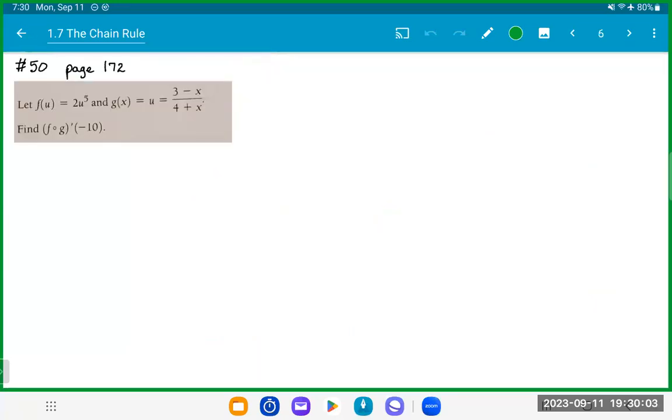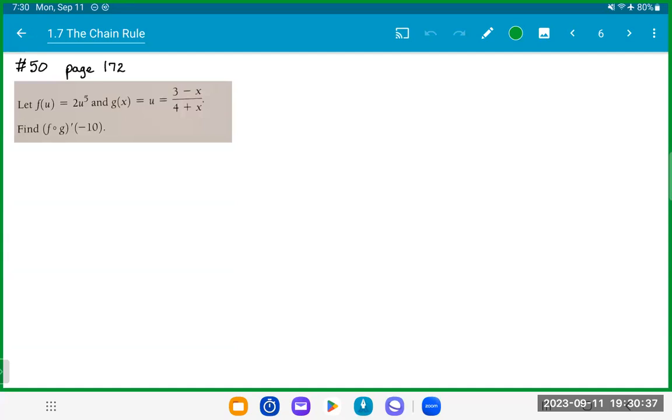Okay. So this is like number 50 in your textbook on page 172. This problem is looking at if you have f of u equal to 2u to the 5, and g of x, which is equal to this (3 minus x) over (4 plus x). And we want to evaluate the composition of this function's derivative at negative 10.